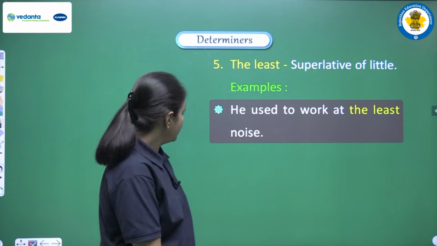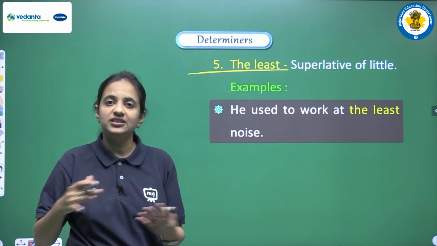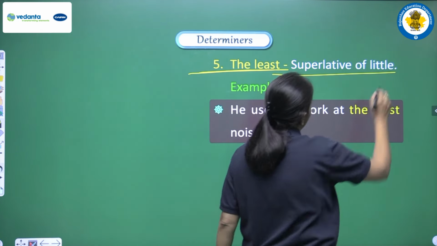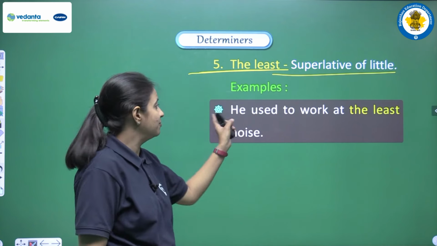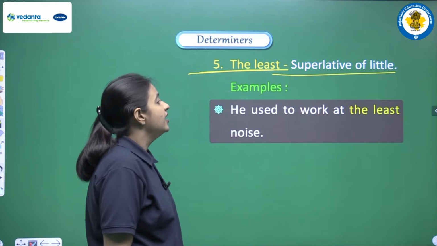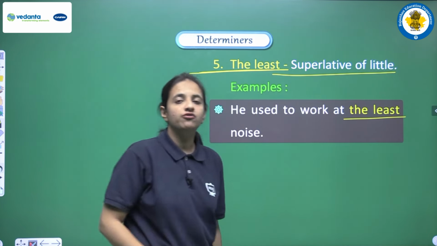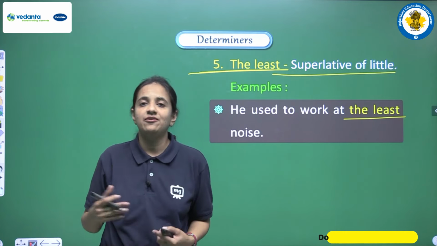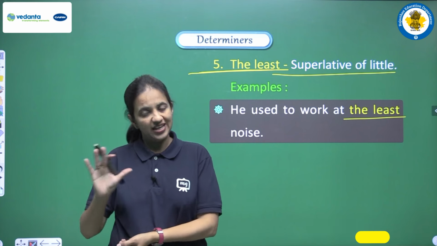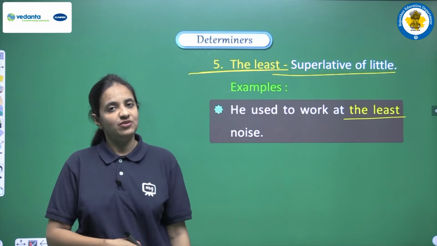Okay. Next we are having the least, that is the last determiner of this little family. So yes, this is the superlative form of little. Let's see the example. He used to work at the least noise. So this is the superlative form of little, just like we were having fewest, that was the superlative form of few. Okay. So yes, these are the two categories that we have discussed.